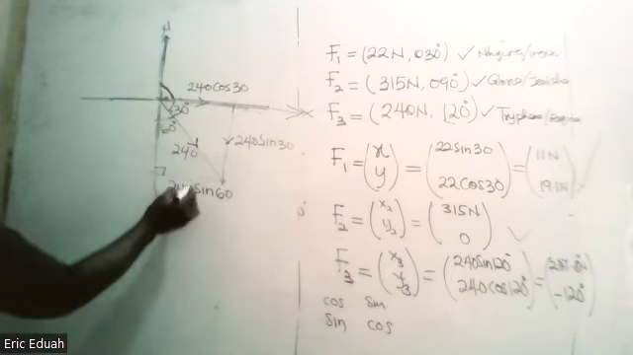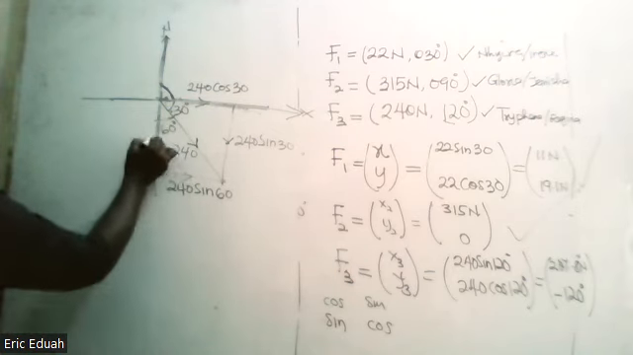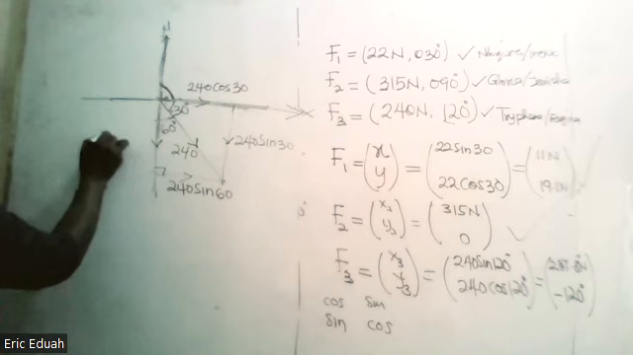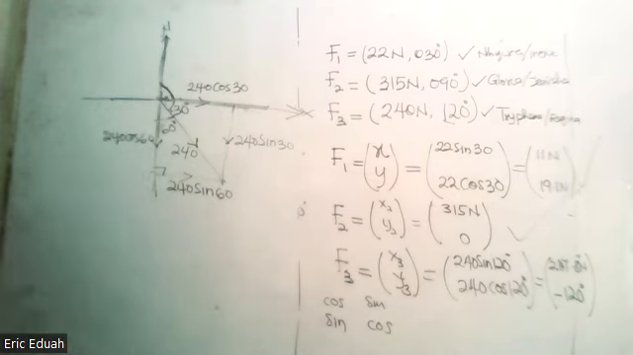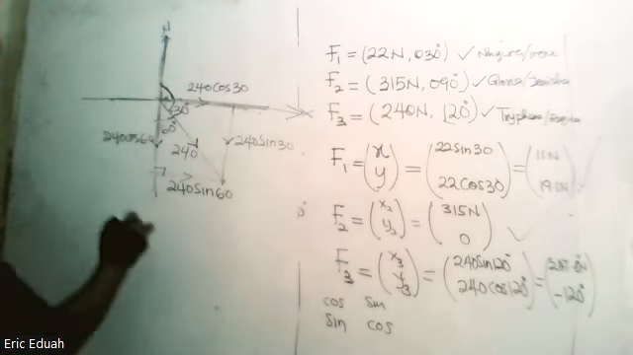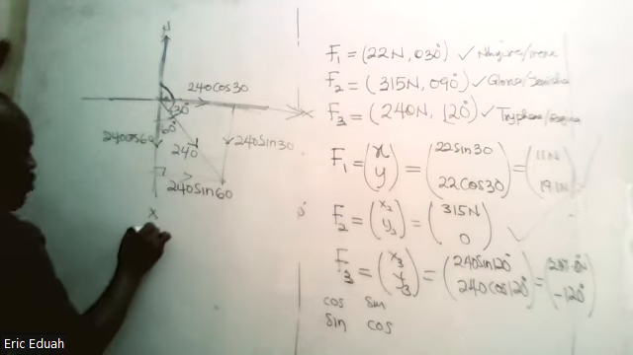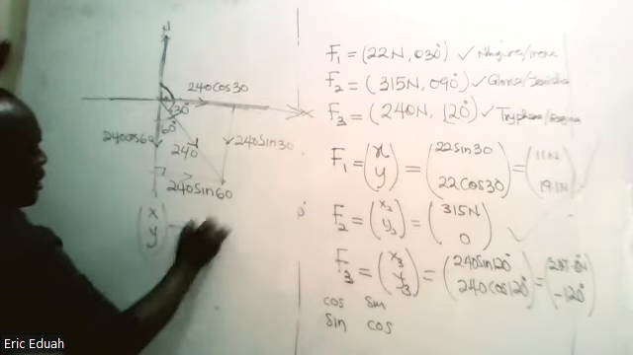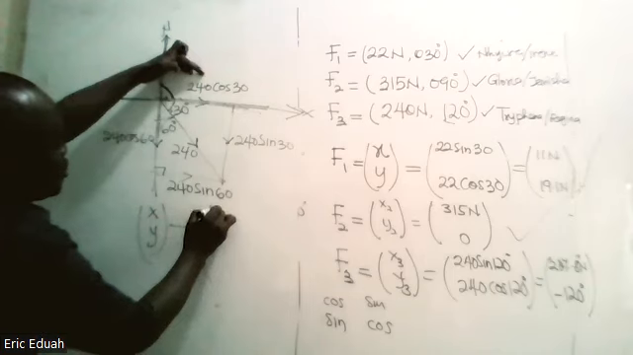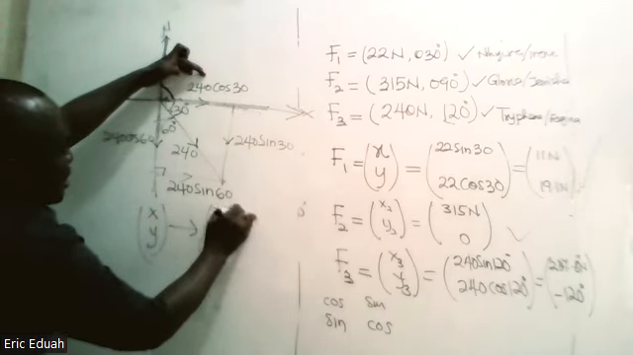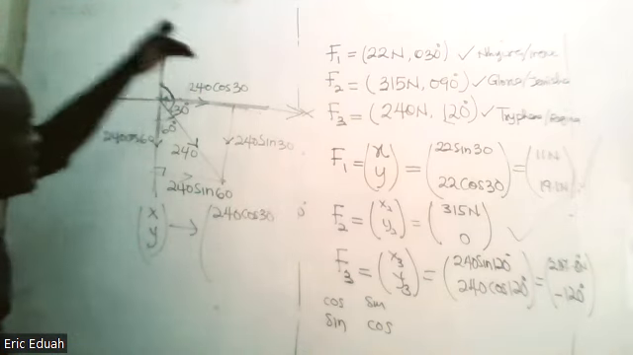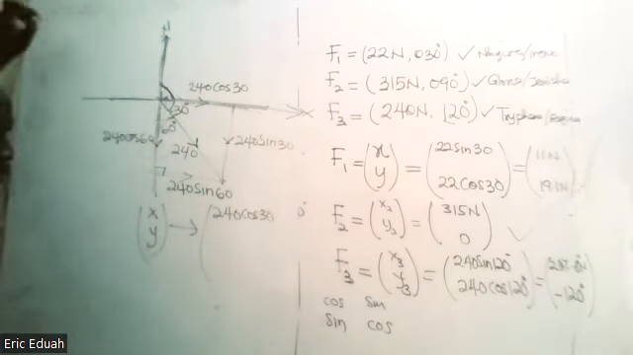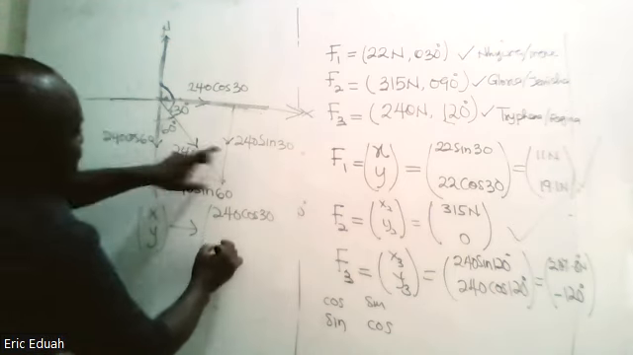Then this component also becomes 240 cos 60. Both must give us the same result. So the x component is 240 cos 30. Here I'm free to use either this or this. Okay.